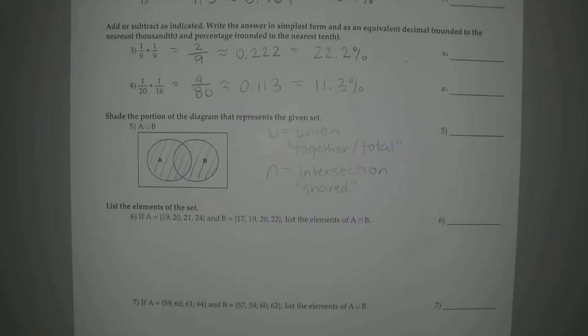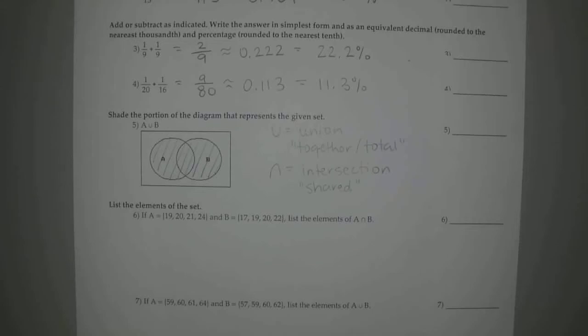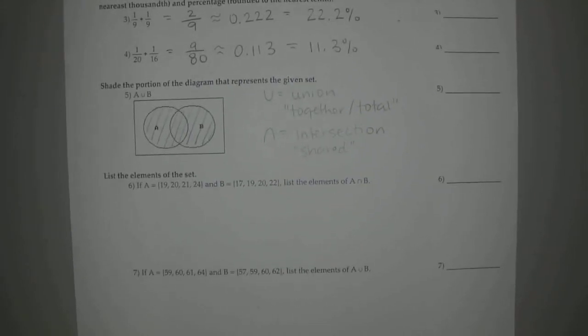There's red queen, so we kind of have to think about this overlap or non-overlapping idea. All right, so 6 and 7 are taking this idea but not giving you a visual. They're just having you look at the sets. It says if A is the set of numbers 19, 20, 21, 24, and B is the set of numbers 17, 19, 20, and 22, list the elements in A intersect B.